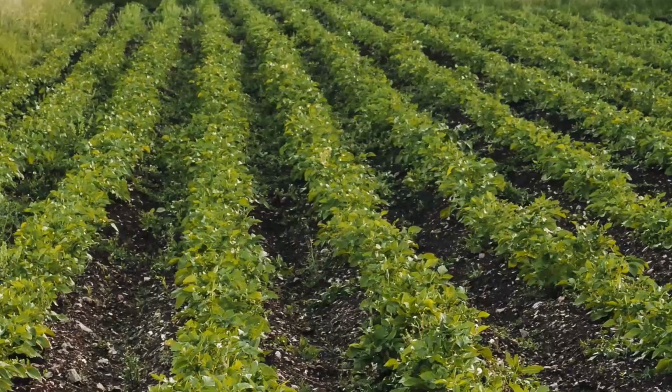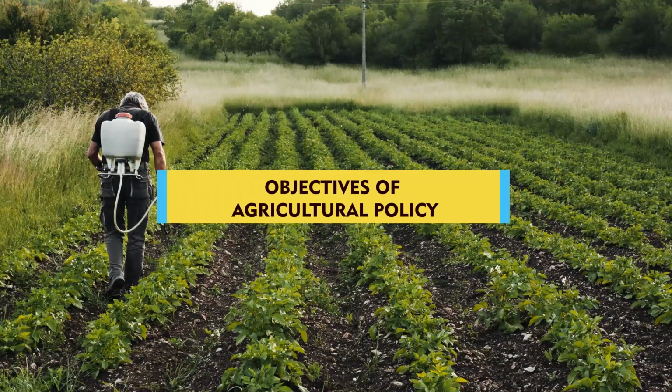We are contributing around 16% to the national GDP, and around 70% of people live in rural areas, and the majority of them depend on the agriculture sector. Now let us move to the objectives of agriculture policy.